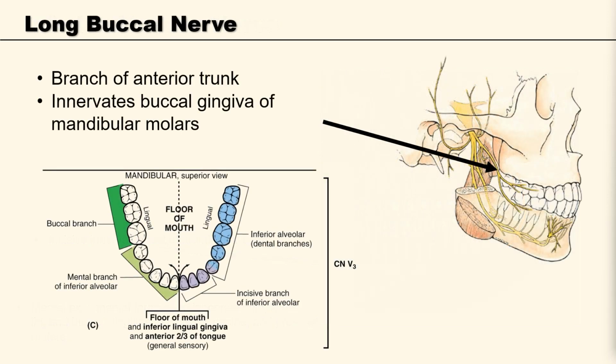That leaves the buccal gingiva of the molars to consider. These are supplied by the long buccal nerve, that sensory branch of the anterior trunk of V3 that we came across earlier. Important to know that this means that the gingiva are not anaesthetised by an inferior alveolar nerve block.